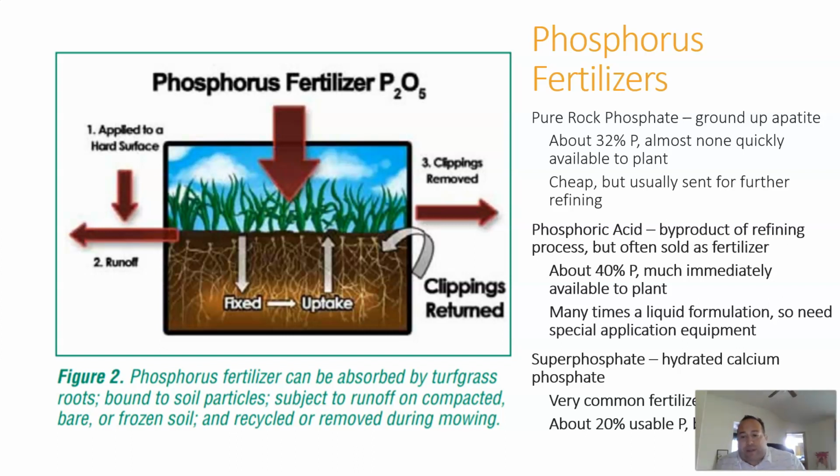It's about 40% phosphorus, and much of that is actually immediately available to the plant. You can usually get this in a liquid formulation, so you're going to need some special application equipment. And then there's superphosphate, which is hydrated calcium phosphate, a very common fertilizer. It's about 20% phosphorus, but it's pretty safe.